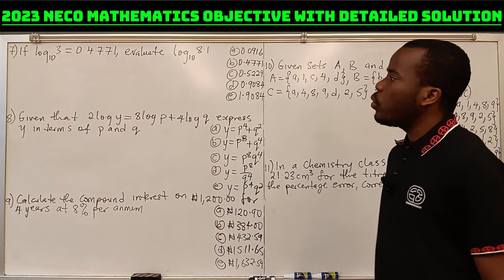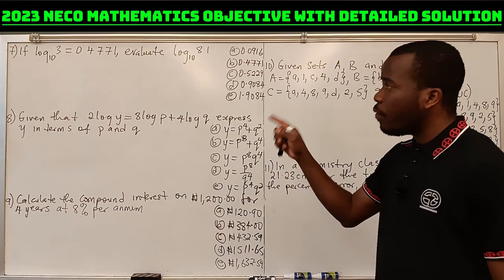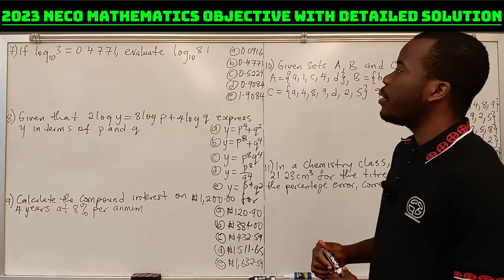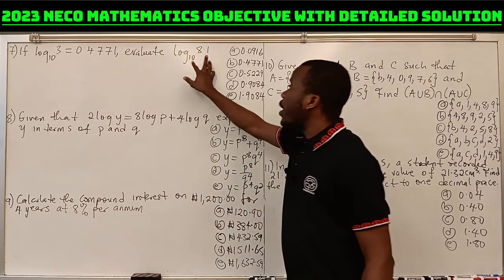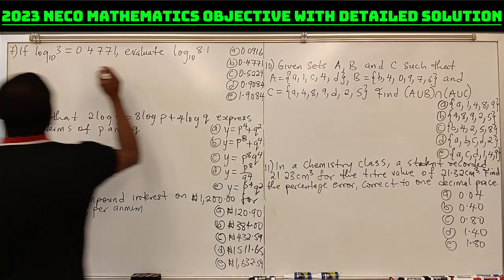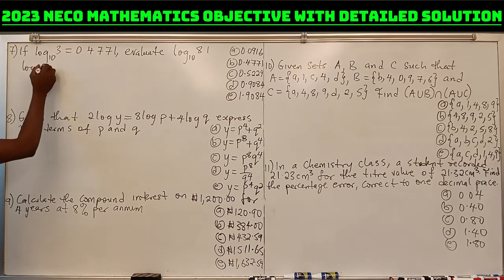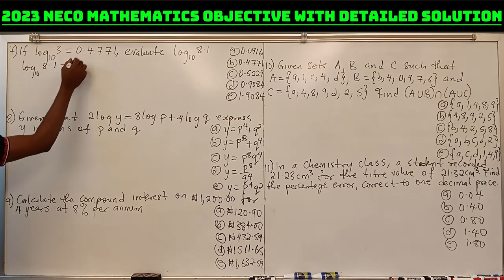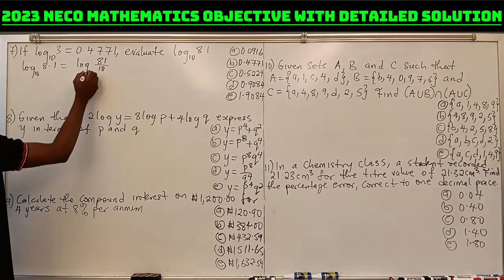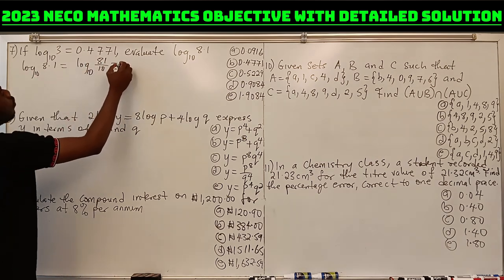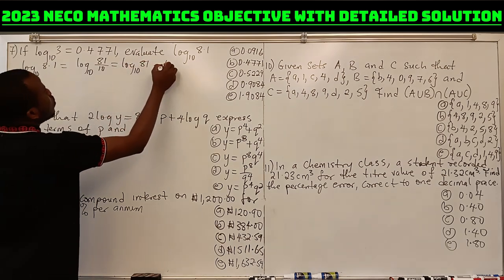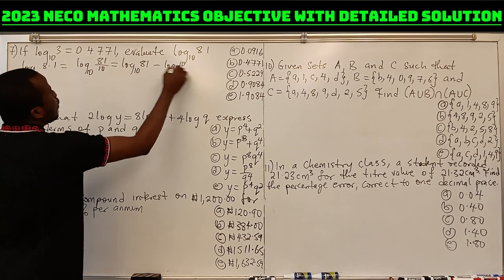For question 7, we are told that if log 3 base 10 is 0.4771, evaluate log 8.1 base 10. All we need to do is to express this in base 3 and then substitute. And so, for us to do that, log 8.1 base 10 is same as log 81 over 10, which from laws of logarithm is log 81 base 10 minus log 10 base 10.